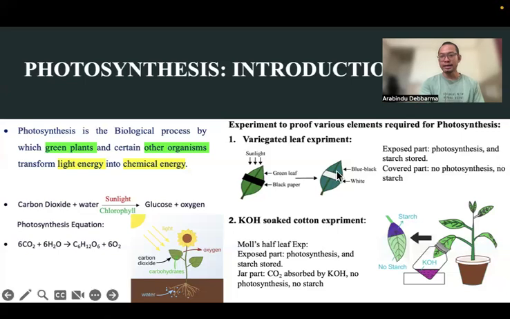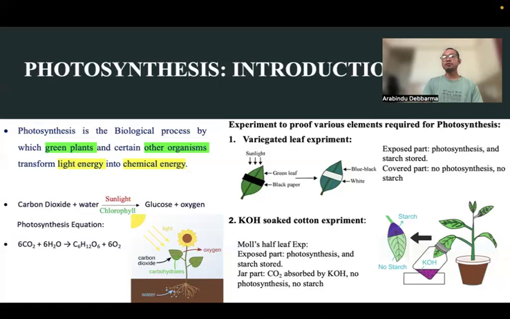On the other hand, in the white region, which you can see where there is no sunlight, that means no photosynthesis occurred, and when you add iodine, there is no blue color formation, because there was no storage of starch. Therefore, that region became white. This experiment thus proved that sunlight plays an important role in the formation of starch through photosynthesis.